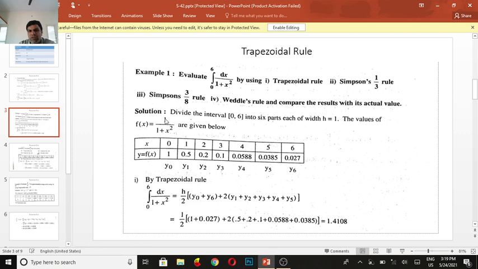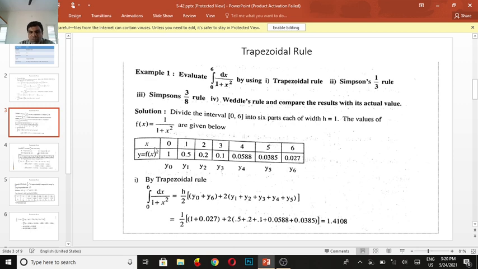So if x equal to 1, 1 divided by 2, 1 divided by 3 is like this. So 1 divided by 5. So we got x equal to 2, we get 1 by 2 square plus 1, suddenly 1 by 5. If x equal to 2, corresponding value of f of x is 0.2. If x equal to 3, corresponding value should be equal to 0.1. If x equal to 4, corresponding value should be equal to 0.0588. So if x equal to 5, the corresponding value should be equal to 0.0385. If x equal to 6, the corresponding value should be 0.027.